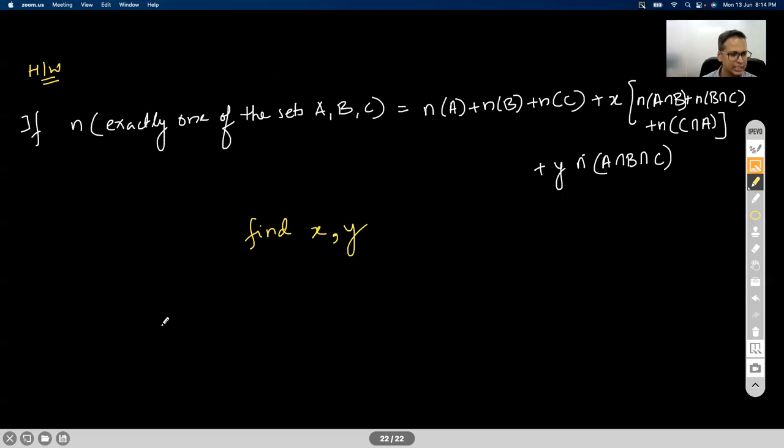Question is clear to everybody? So the question is, the number of elements which lie in exactly one of the three sets A, B, C is given by this expression. Okay, where X is multiplied to the entire set here, and Y is only multiplied to NA intersection B intersection C. You have to find out the value of X and Y.